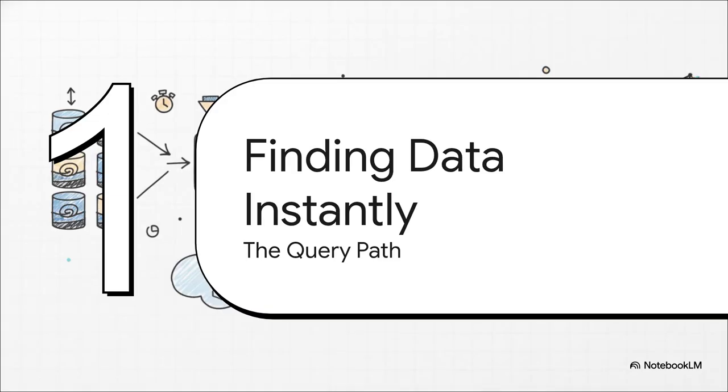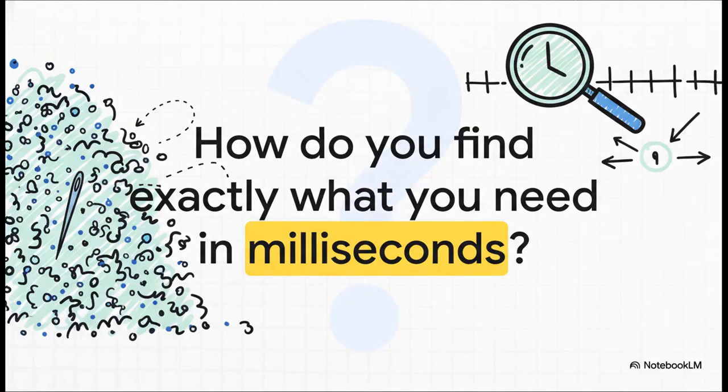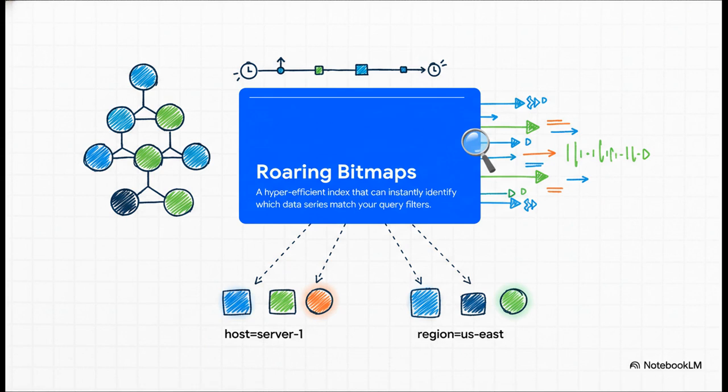So we've got all this data stored away, super compressed, awesome. But writing fast is only half the battle, right? It's pretty useless if you can't get that data back out again just as fast. So the big question is, how do you find that one tiny needle in a petabyte-sized haystack and do it in milliseconds? The secret sauce here is a really cool data structure called a roaring bitmap.